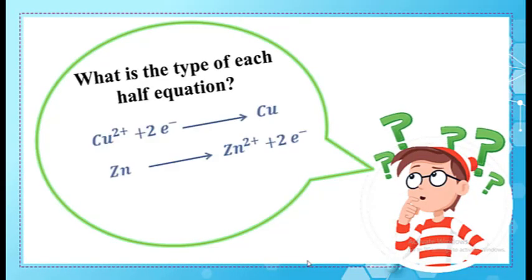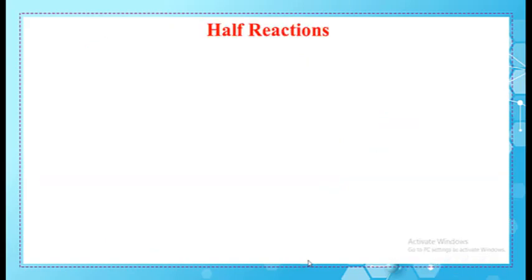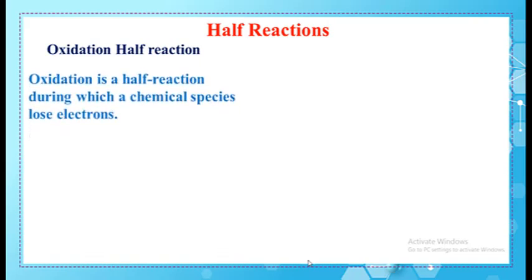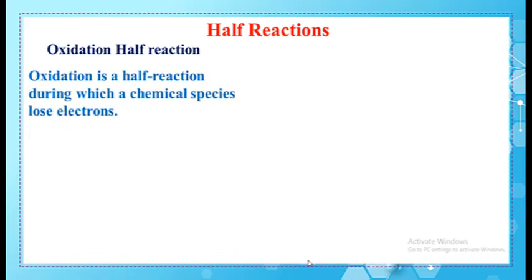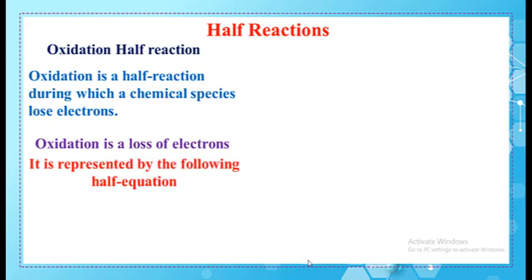What is the type of each half equation? There are 2 types of half reactions. Oxidation half reaction. Oxidation is a half reaction during which a chemical species loses electrons. Oxidation is a loss of electrons. It's represented by the following half equation.